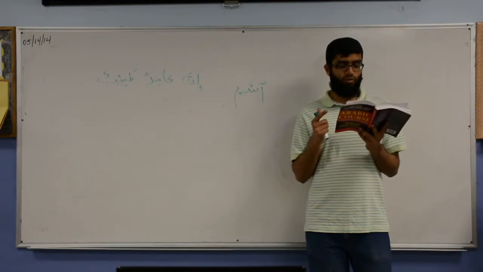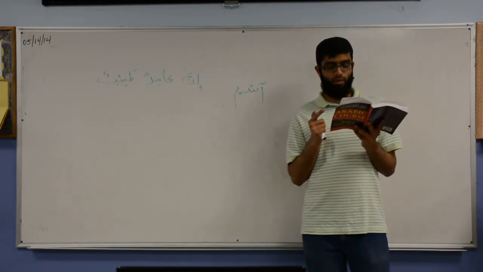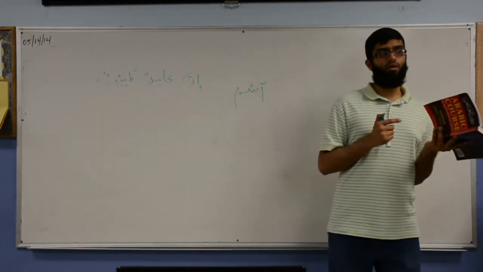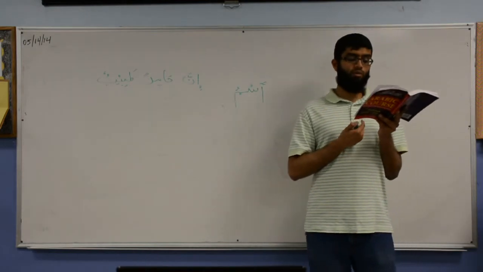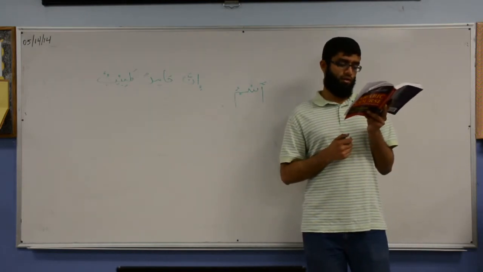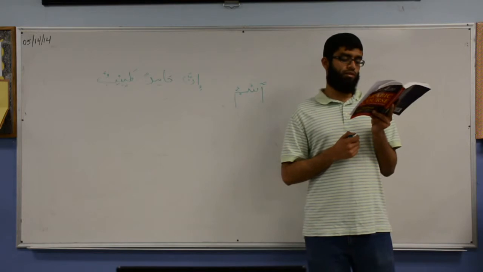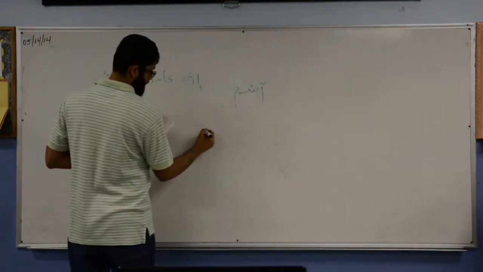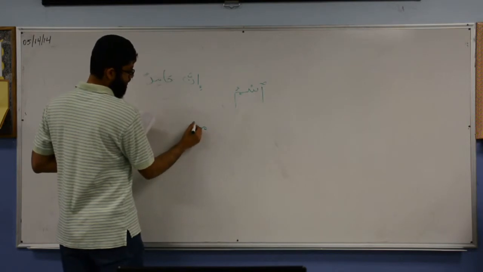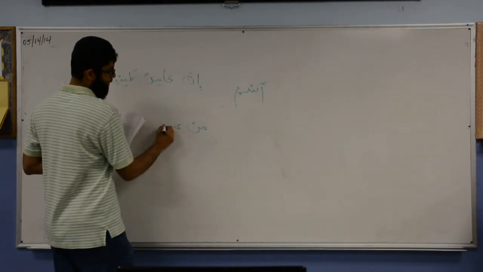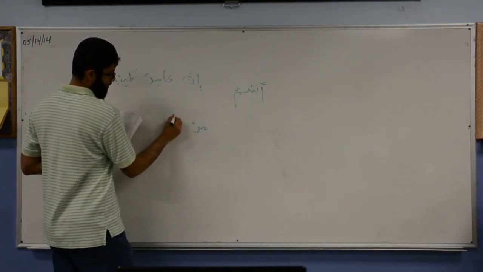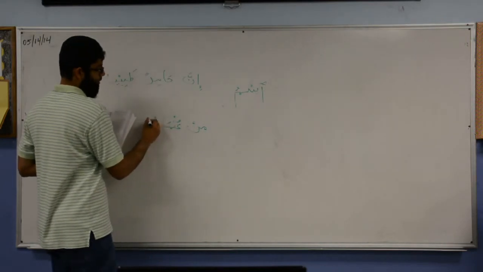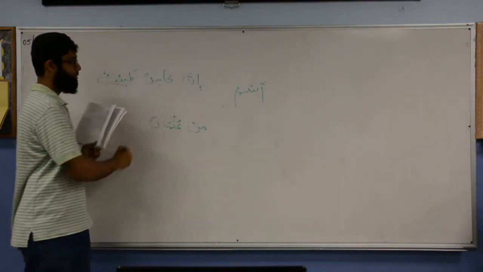Alright, let's go over the homework real quick. Ready? Number 1, Hashimu atwalu min Uthman. Okay? So actually, this is going to explain this. You say Hashimu atwalu min Uthman. Now, why do I say min Uthman?